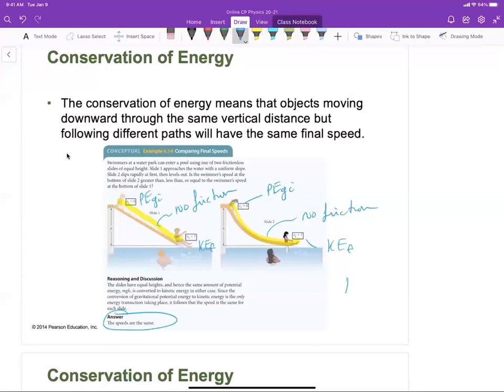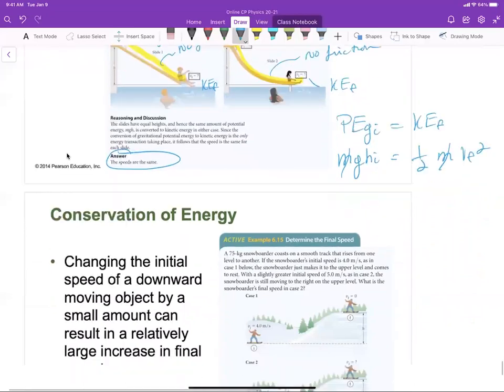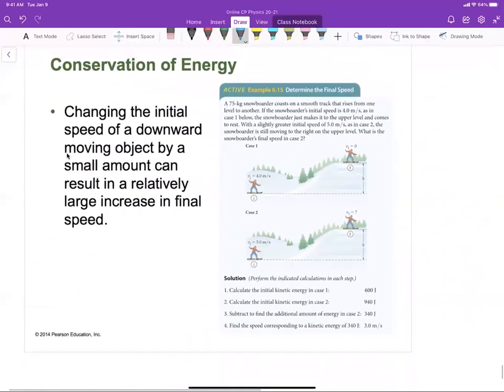How do I know the masses don't matter? This is something that people struggle with sometimes. Potential energy due to gravity initial has to equal that kinetic energy final, and this is mgh initial equals 1/2 the mass times v final squared. Notice that the mass cancels and that final velocity will end up the same thing. All right, so here's another example.